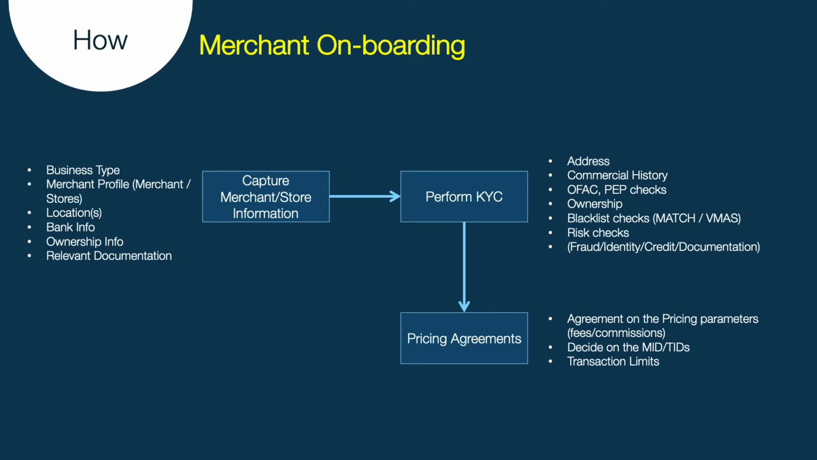After successful verification, pricing agreements would be done with the merchant depending on the size of the merchant. It means that if the merchant is considerably a big chain, then the pricing parameters would be based on the volumes, etc. If not, there would be differential rates applied for smaller merchants. So the fees and the commissions would be agreed upon, and the MIDs and the TIDs would be mapped, and the transaction limits for the merchant and stores would be agreed. After that, finally, the merchant and store would be set up on the merchant back office system.